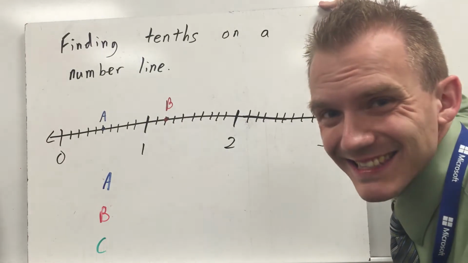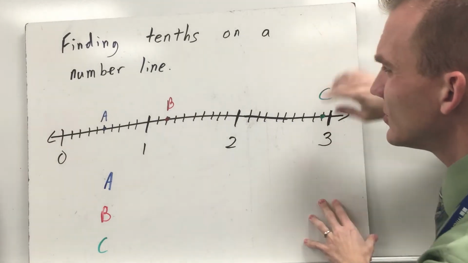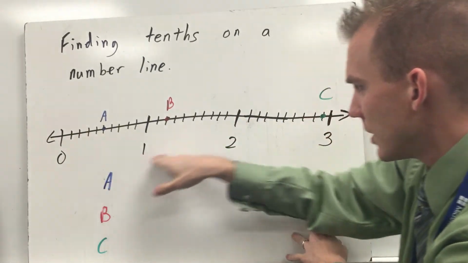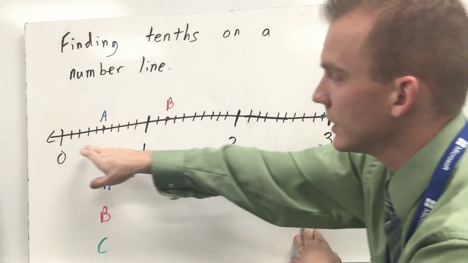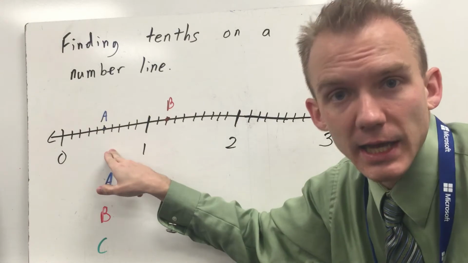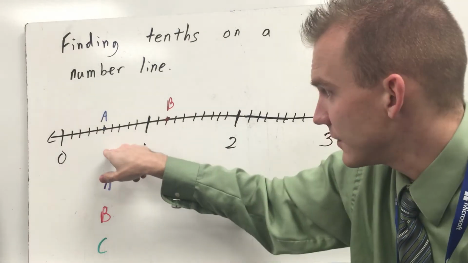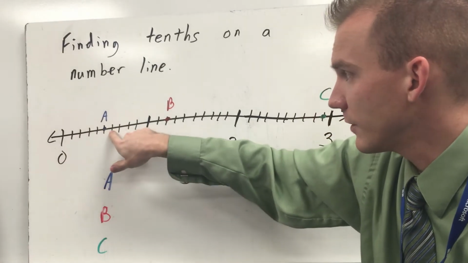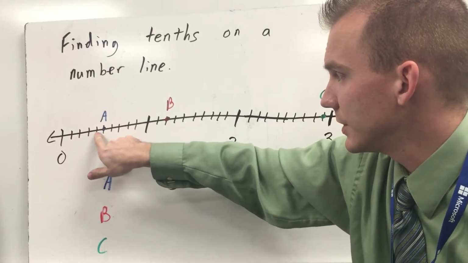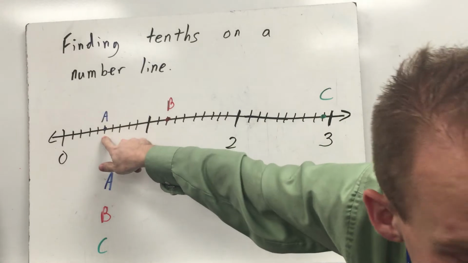Now, finding tenths on a number line. To do that, you want to look at your numbers. You have 0 to 3, 1 and 2 here, and then in between, each one of these is broken into 10 equal parts, or tenths. And to find the tenths, all you need to do is say, okay, I have 0 wholes, and I look for A. 1, 2, 3, 4, it's 5 tenths.